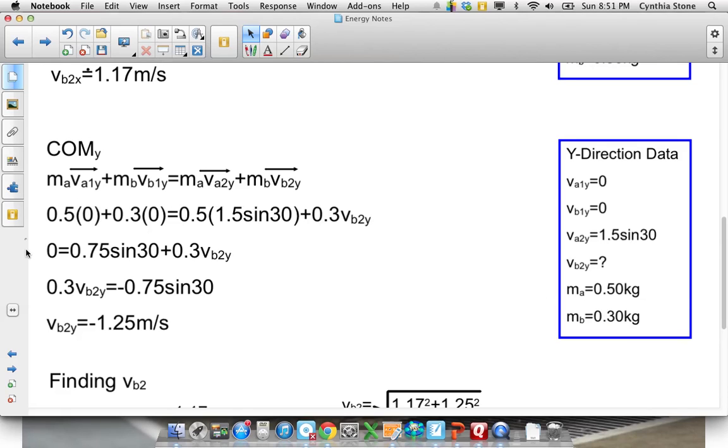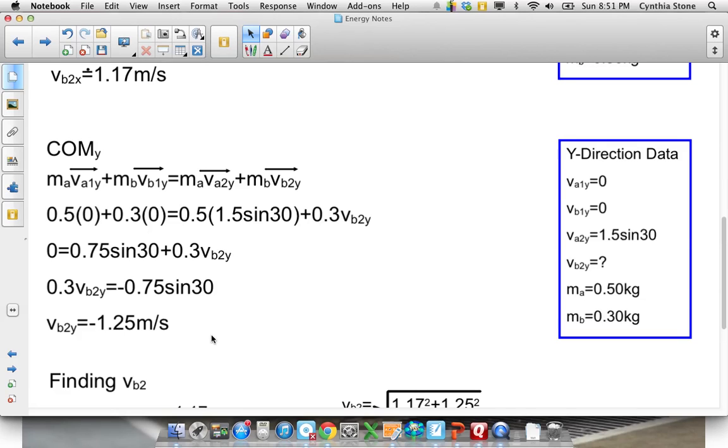Here's what we know. It's all 0 at the beginning, and the momentum in the y direction at the start is 0, right? So the momentum in the end has to be 0. That's all I'm really saying. So VB2y has to end up negative, otherwise we screwed up. You know that you screwed up because it should be down.